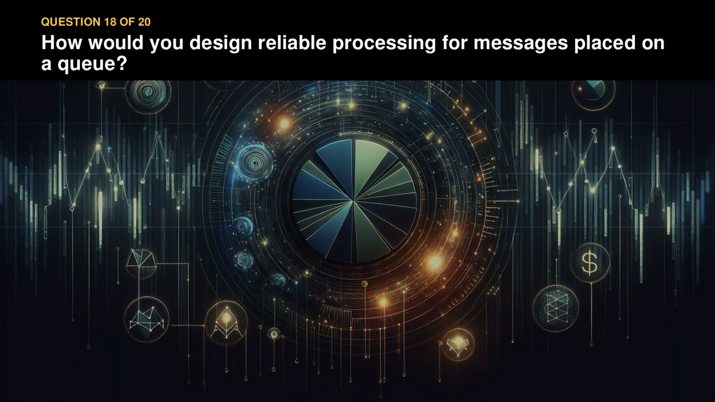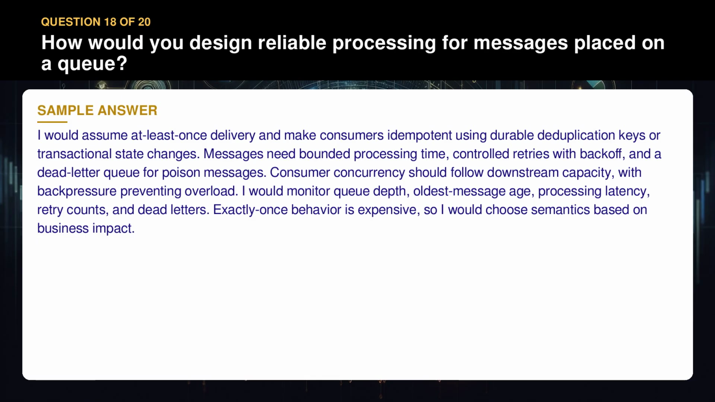Question 18. How would you design reliable processing for messages placed on a queue? I would assume at least once delivery and make consumers idempotent using durable deduplication keys or transactional state changes. Messages need bounded processing time, controlled retries with backoff, and a dead letter queue for poison messages. Consumer concurrency should follow downstream capacity, with backpressure preventing overload. I would monitor queue depth, oldest message age, processing latency, retry counts, and dead letters.